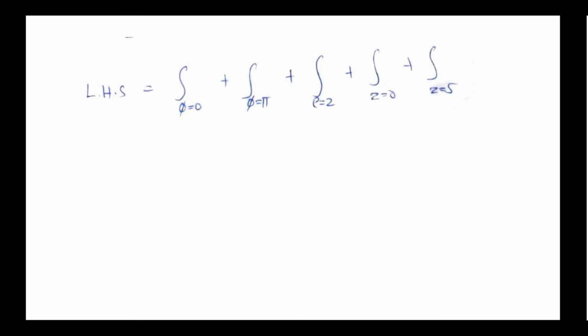So this is how we get the values of the differential surface elements. Once you get the differential surface elements, you have to integrate. The left part is the closed integral of D dot ds. Closed integral means you have to evaluate on all the planes: the phi equal to 0 plane, phi equal to pi plane, rho equal to 2 plane, z equal to 0 plane, and z equal to 5 plane.